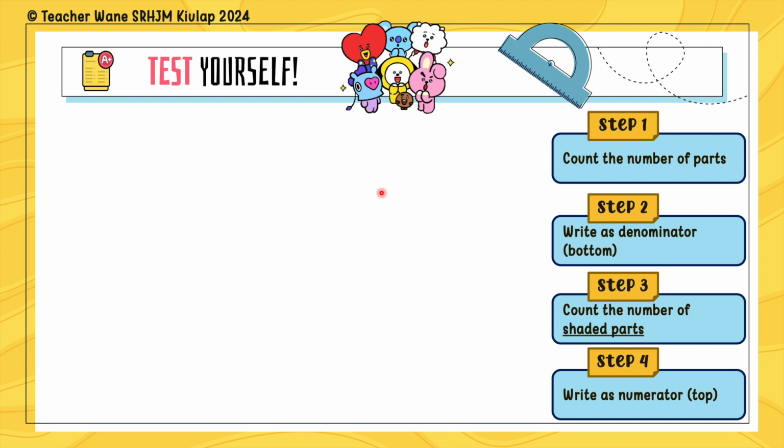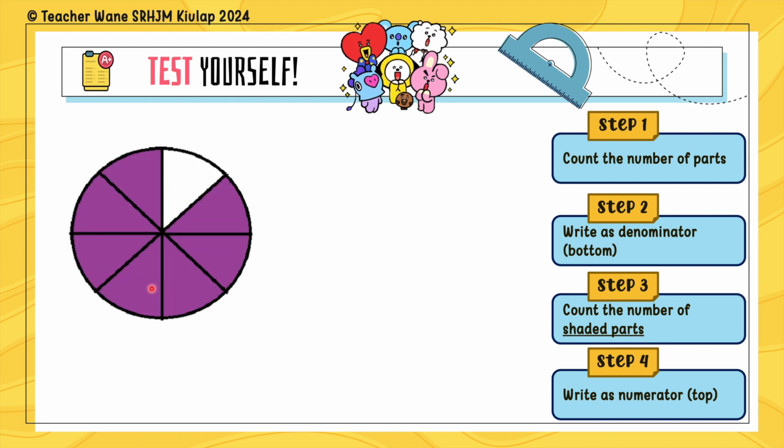Let's test yourself. Here I have one example. A fraction diagram involves circle. So can you tell me, or you can pause the video to think, what is the fraction from this fraction diagram? How do I write this as a fraction? I have 8 number of parts. That is the denominator, and then the number of shaded parts I have 1, 2, 3, 4, 5, 6, 7. 7 shaded parts, so I write down as the numerator, which is on top.